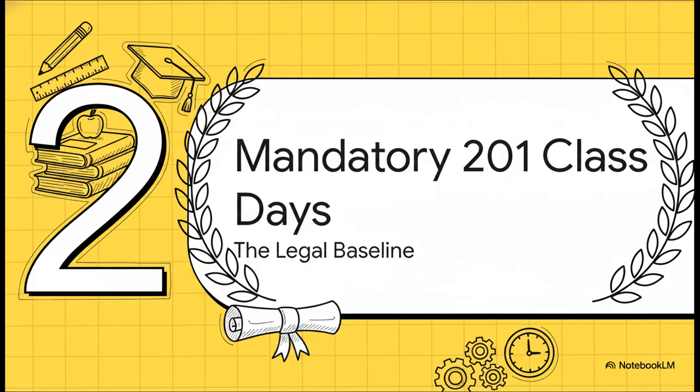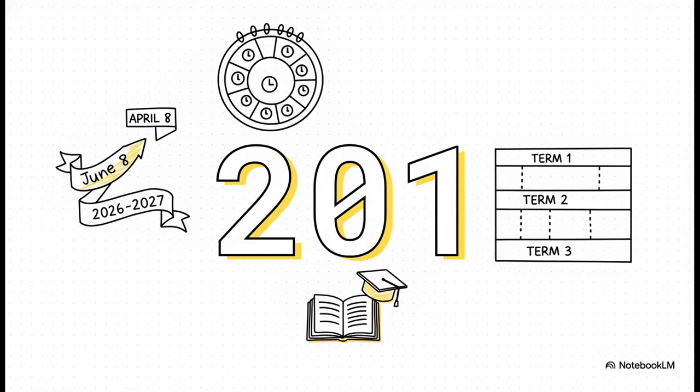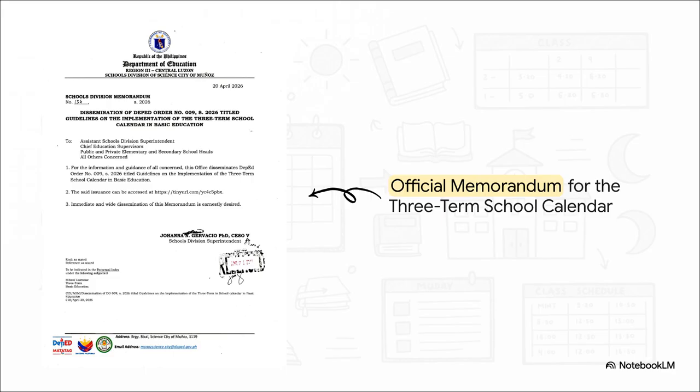Moving on to Section 2, mandatory 201 class days. 201, that is your legally accurate baseline right there. For the 2026 to 2027 school year, we're looking at exactly 201 mandatory teaching and learning days. We officially kick things off on Monday, June 8, 2026, and we wrap it all up on Thursday, April 8, 2027. And yep, that covers the whole shebang from day 1 of Term 1 all the way to the finish line of Term 3. And this brilliantly illustrates exactly where those 201 days come from.